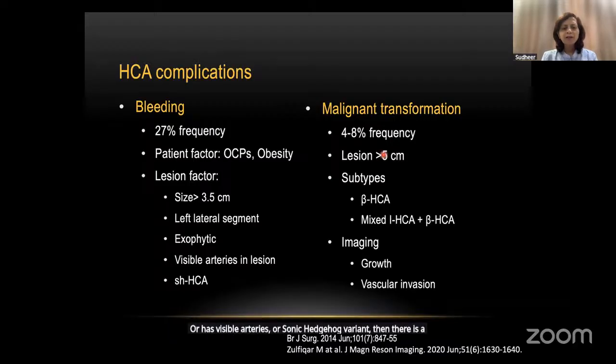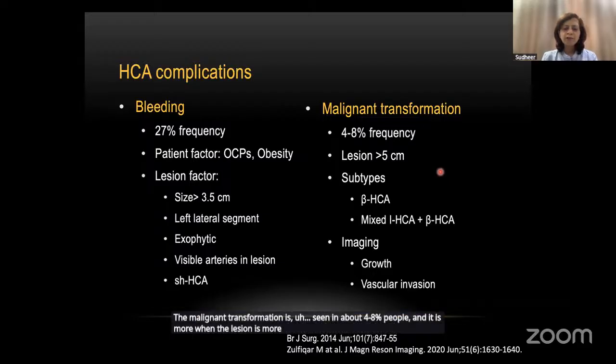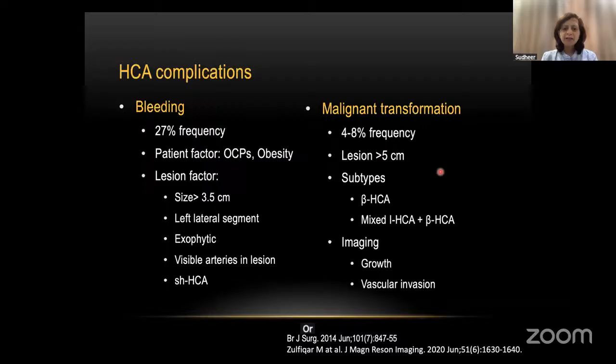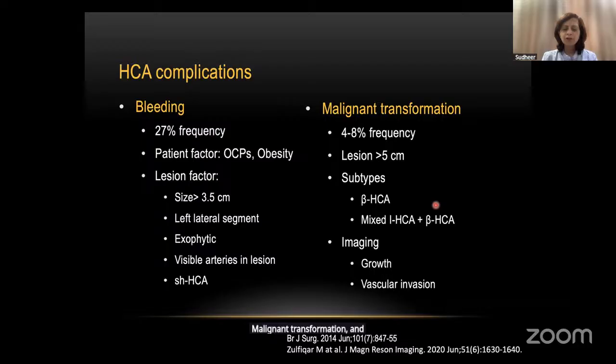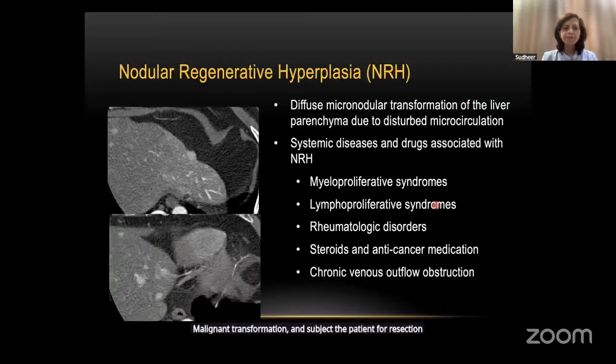of bleeding. The malignant transformation is seen in about 4 to 8% of people, and it is more when the lesion is more than 5 centimeter or is beta-catenin or mixed subtype. And on imaging, whenever in an adenoma we see growth or vascular invasion, then we should always suspect malignant transformation and subject the patient to resection at least.